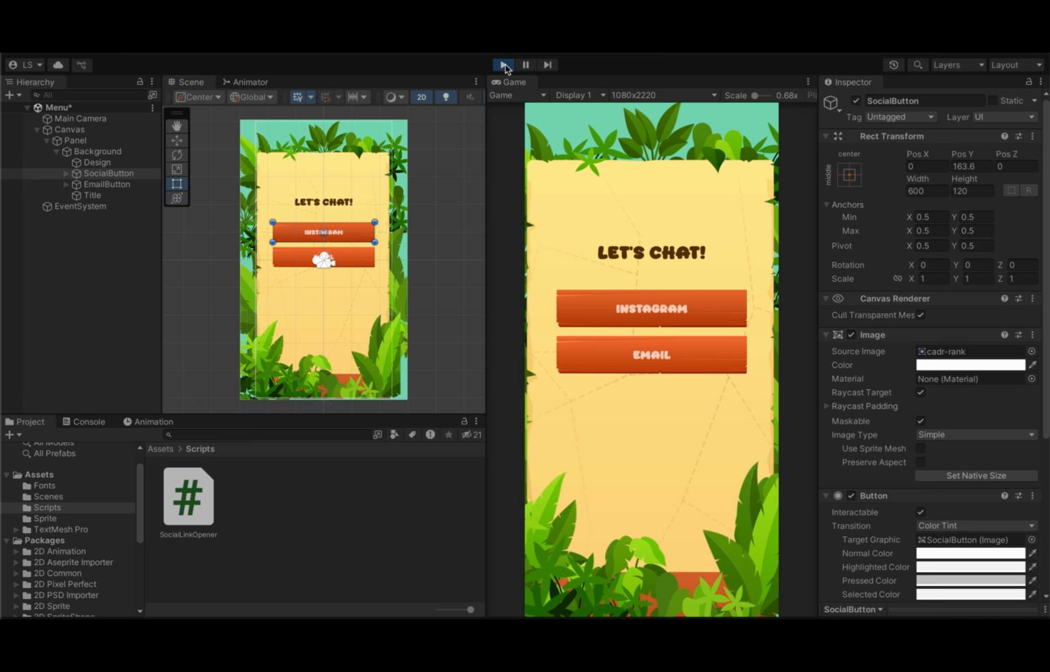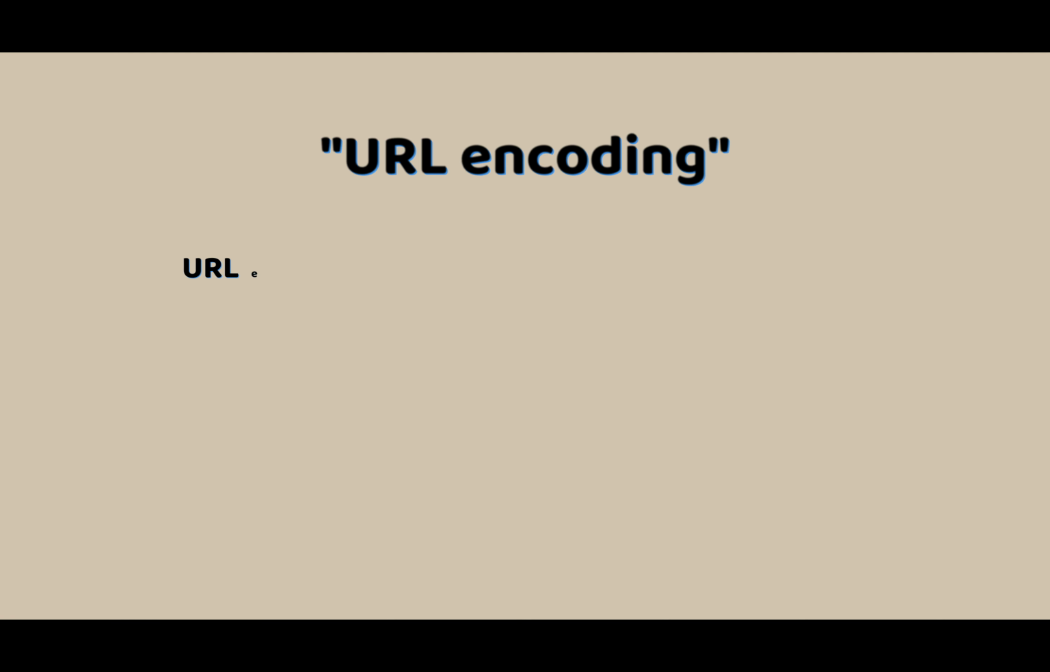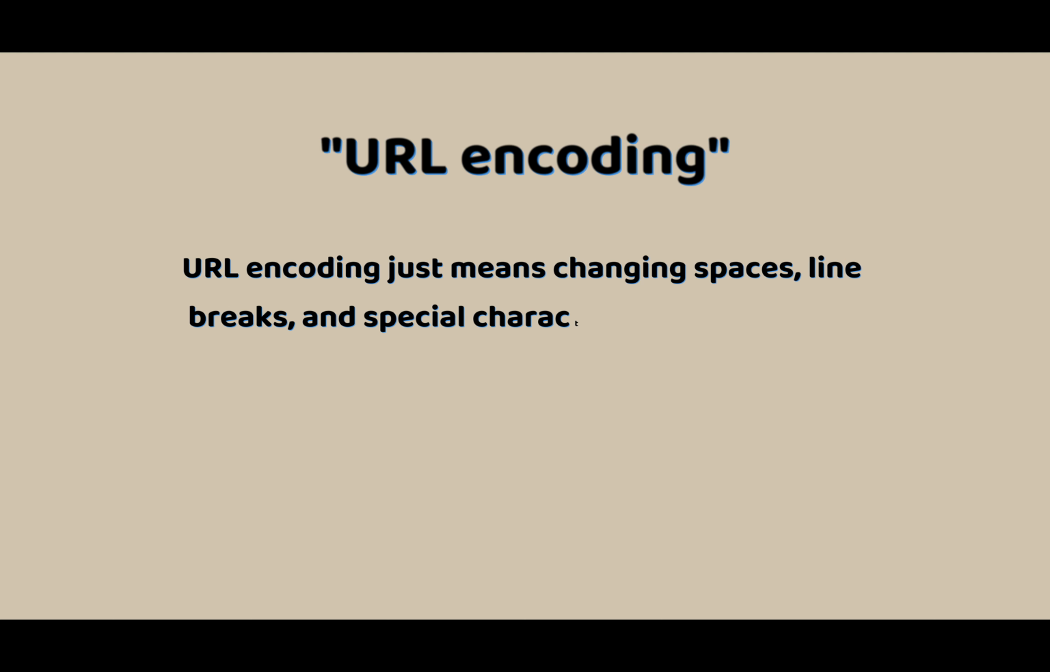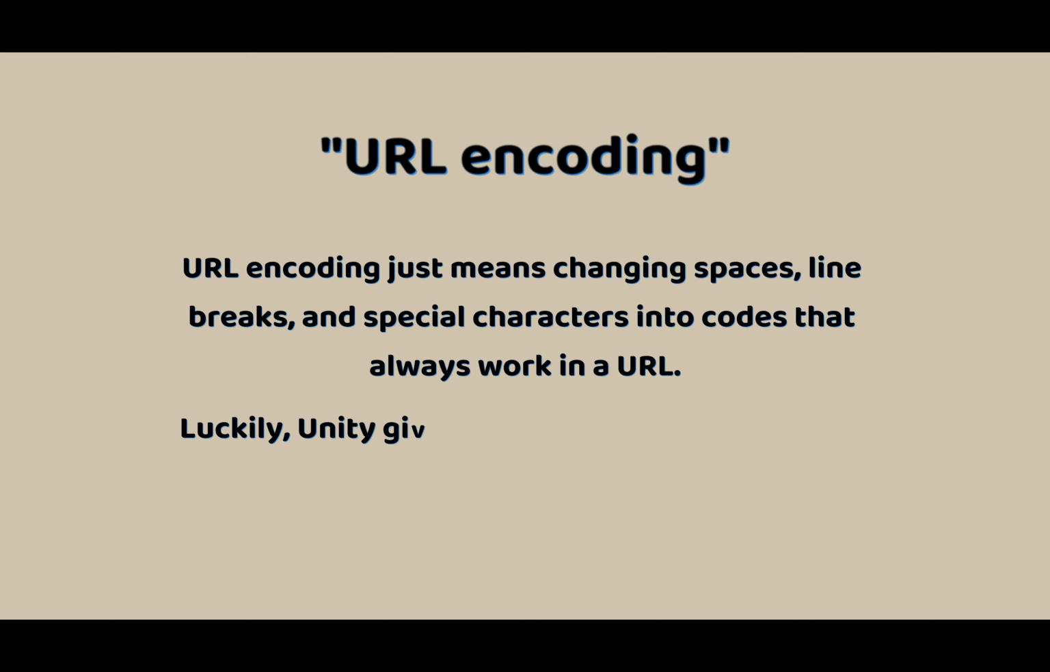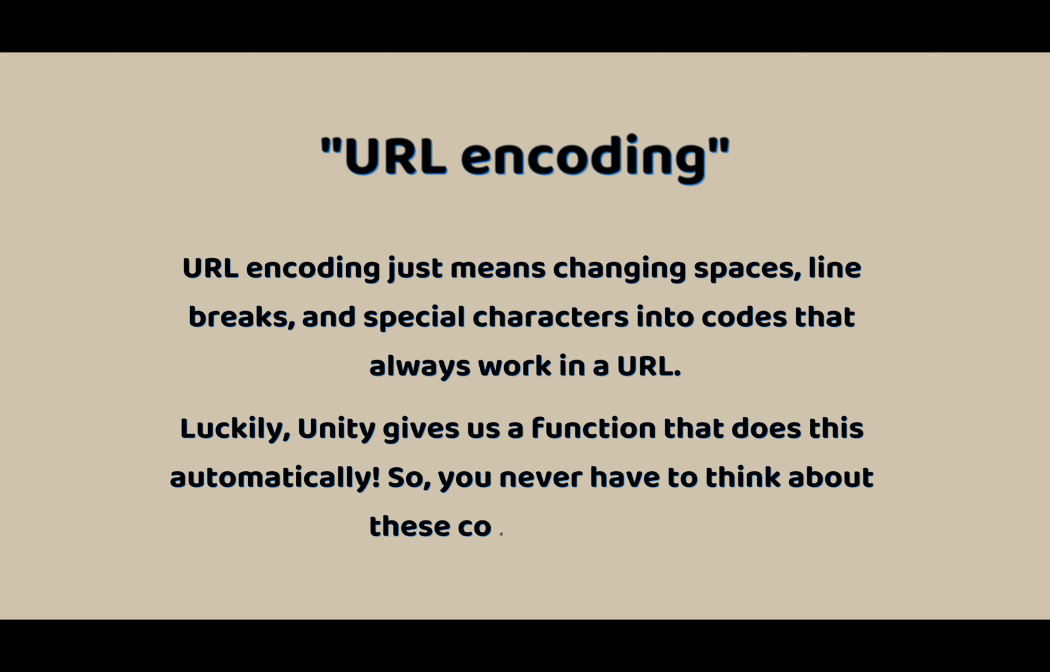If you want your player to be able to click a button and have their email app open up with your mail, subject, and even some text already written, you use something called mailto. But there's a catch. If you put spaces or special characters in your email subject or message, sometimes it can break the link or look weird. That's why we have to use something called URL encoding. URL encoding just means changing spaces, line breaks, and special characters into codes that always work in a URL. Luckily, Unity gives us a function that does this automatically, so you never have to think about these codes yourself.